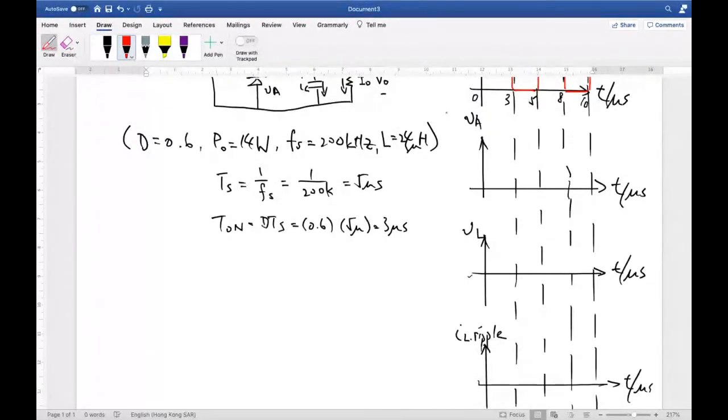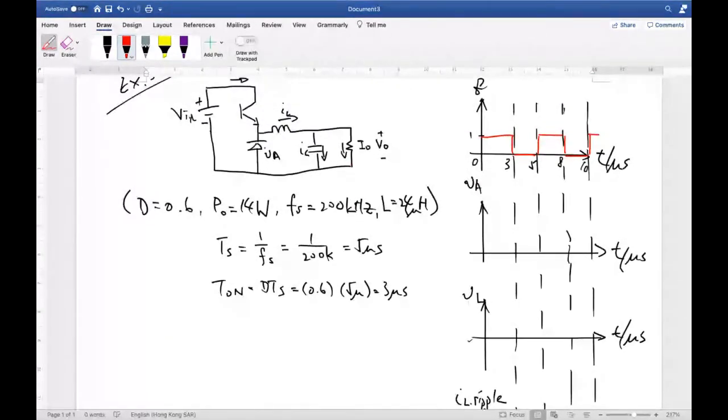Second waveform, VA. VA is the voltage across the diode, right? During the on state, actually we don't need to memorize the waveform. We just need to look at the topology. During the on state, this is completely on, and this is reverse biased. Reverse bias means that it can block the input voltage. So during the on state, VA should be equal to Vin.